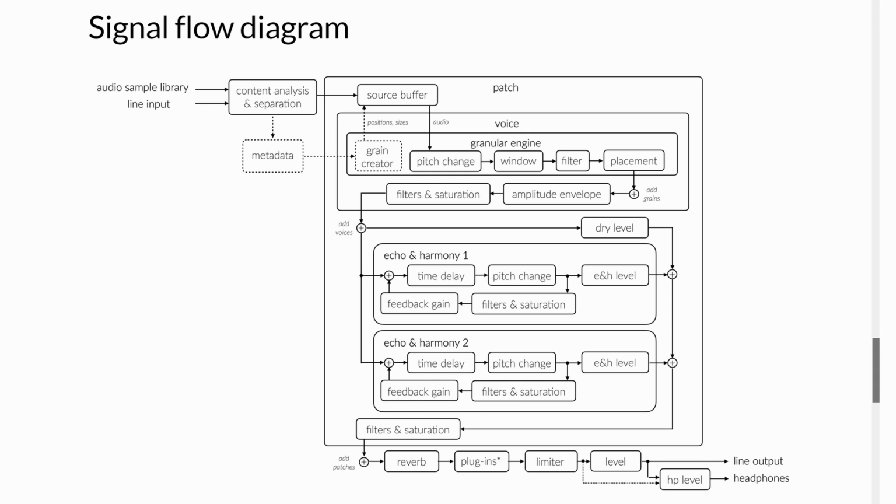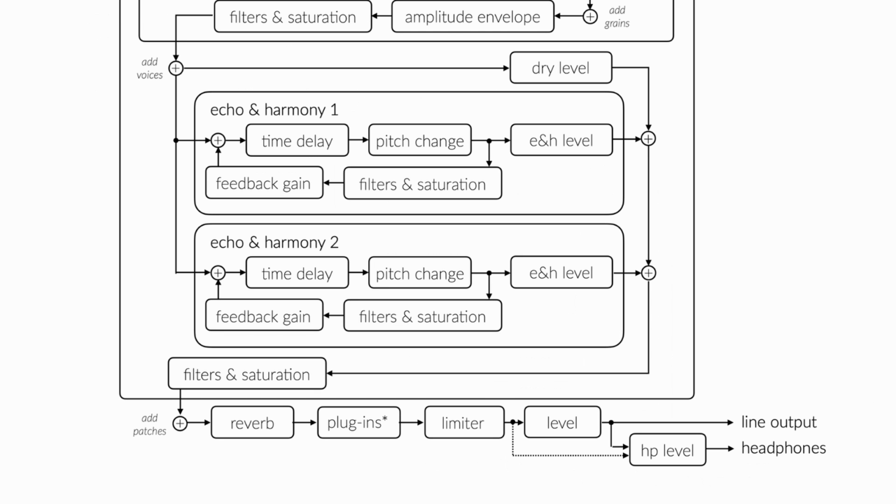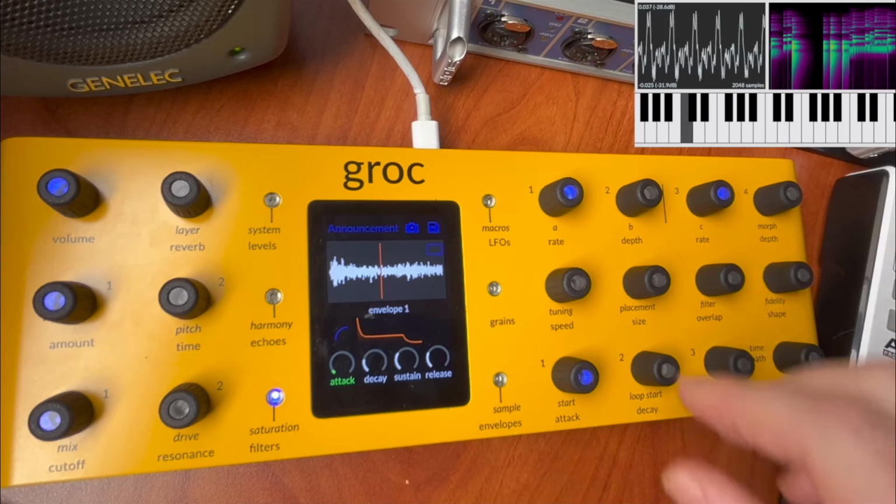Take a look at the signal flow diagram. So this shows a visual representation of how the synthesizer is going to process the grains and the samples. So you can see here at the tail end, you have the filter, saturation, reverb, plugins, limiter, and then you have your final output, line level, and headphone.